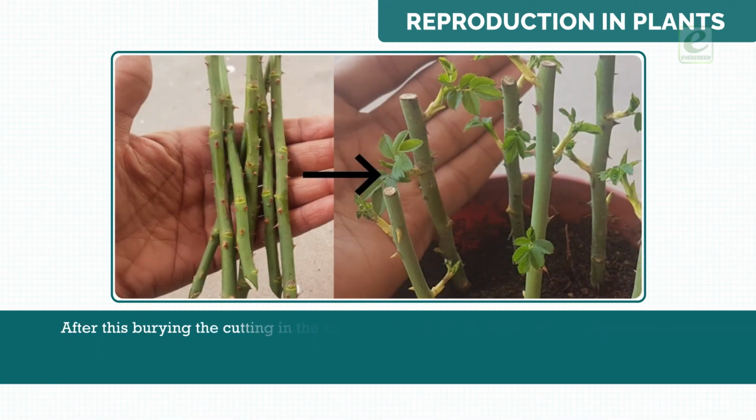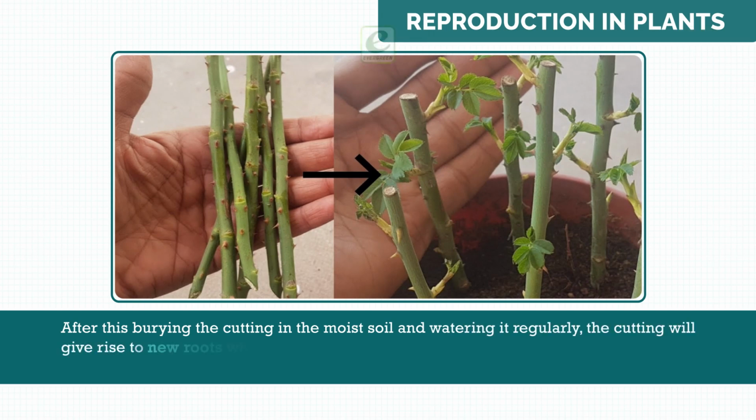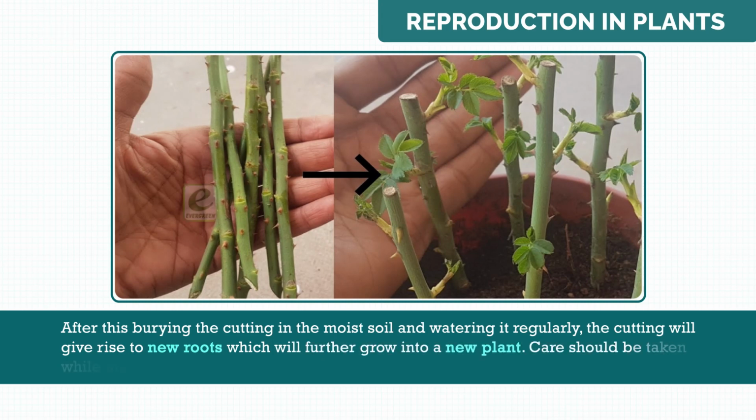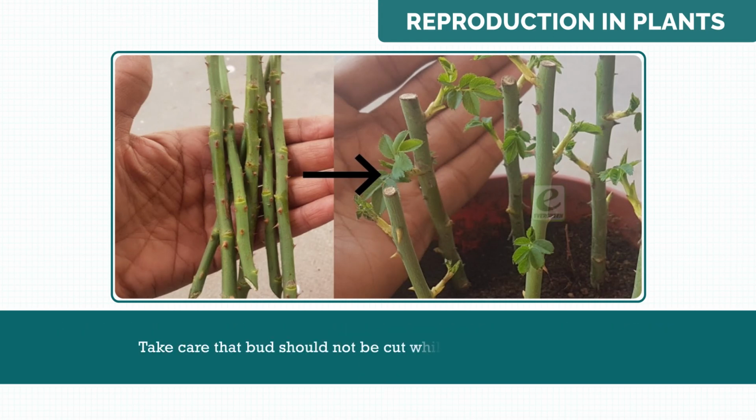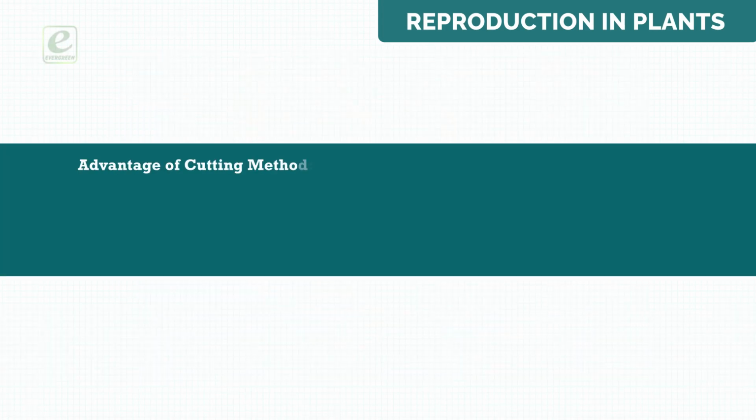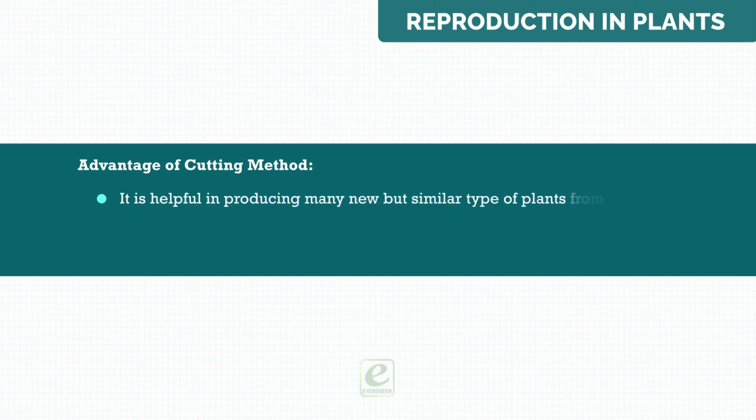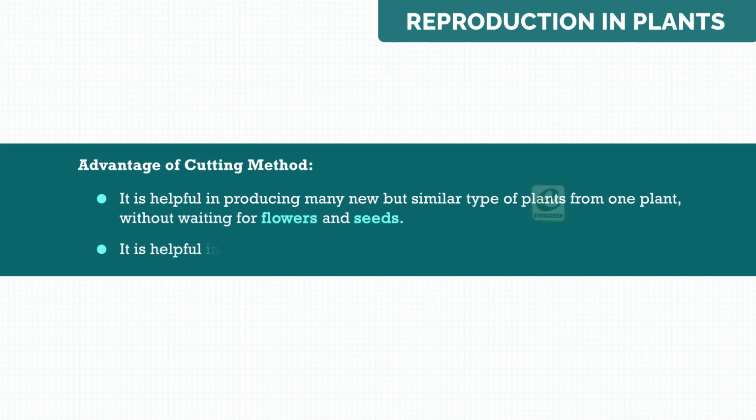After this, burying the cutting in the moist soil and watering it regularly, the cutting will give rise to new roots which will further grow into a new plant. Care should be taken while making cuttings so that there are some leaf buds. Take care that the bud should not be cut while planting the cuttings. Advantage of cutting method: it is helpful in producing many new but similar type of plants from one plant without waiting for flowers and seeds. It is helpful in producing exact copies of the parent plant.